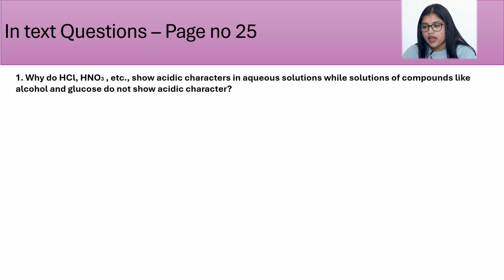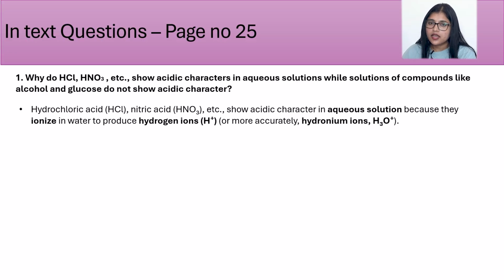In page number 25, the first question is, why do HCl or HNO3, that is hydrochloric acid or nitric acid, show acidic characters in aqueous solutions, but solutions of compounds like alcohol and glucose do not show acidic character? So the main reason that these show acidic character is the requirement for acidic character, which is release of H+ ions. So HCl, HNO3, these kind of compounds, they release H+ ions in water, or more accurately hydronium ions, which shows the acidic nature.